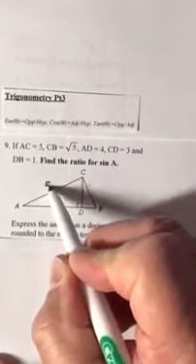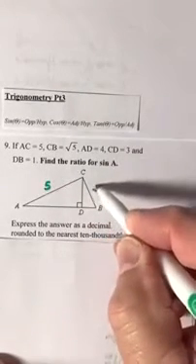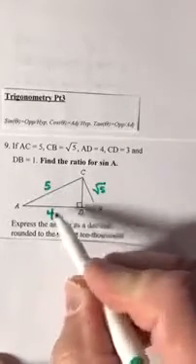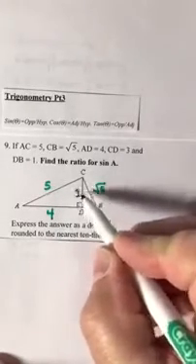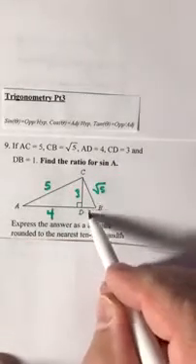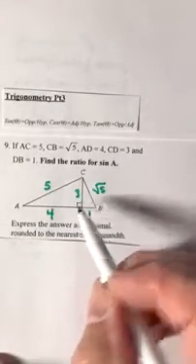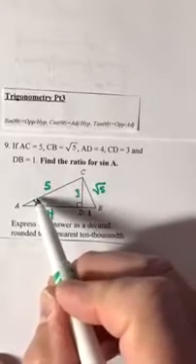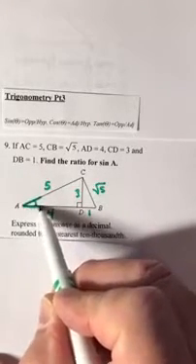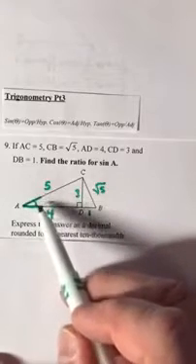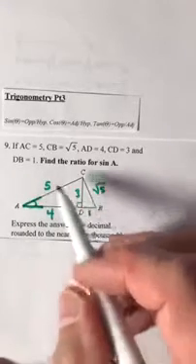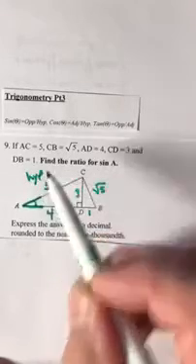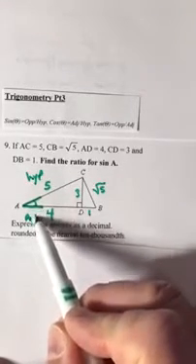AC is 5. CB is the square root of 5. AD is 4. CD is 3. And DB is 1. Now here's a right triangle, and here is the acute angle A we're working with. Okay, so my acute angle is here. My 90 here, so that means this side is hypotenuse, and this is adjacent.